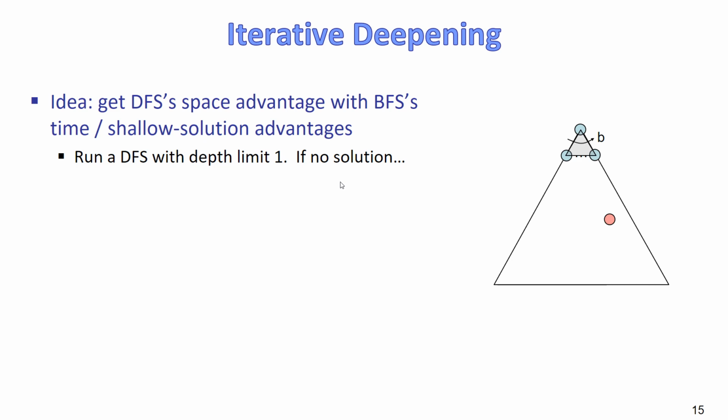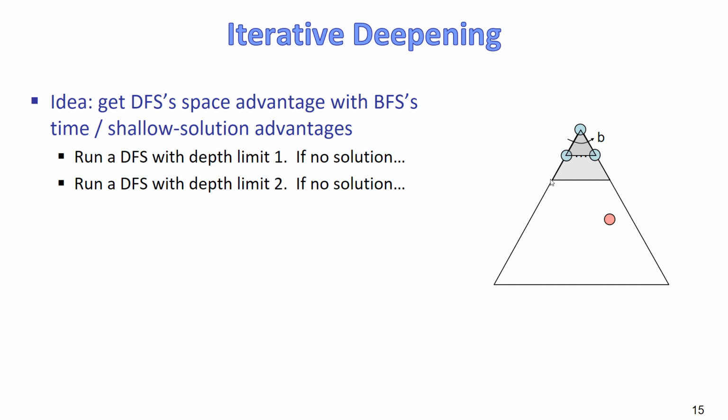If we didn't find a solution, we increase the depth limit to 2. So we run another iteration, but with depth limit 2. We run DFS, but now instead of depth 1, we increase the depth to 2. So now within the limit of 2 tiers, we will do DFS.